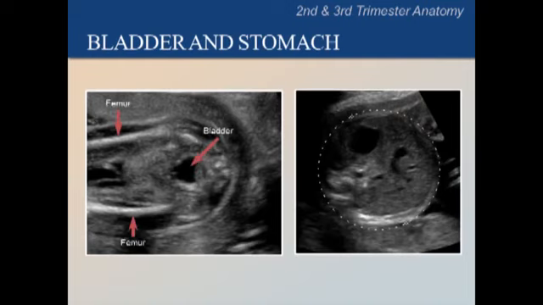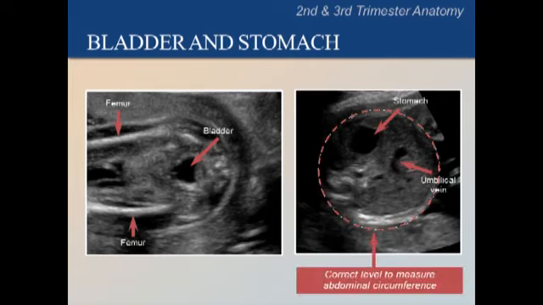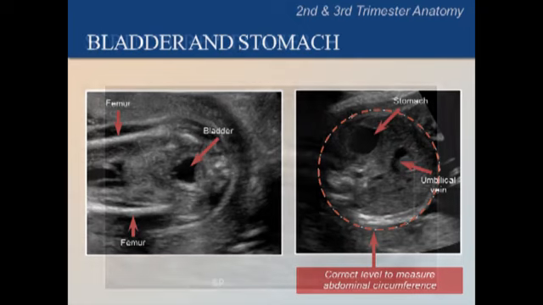Here we show the bladder and the femur bones in the thigh. The stomach is high near the umbilical vein. When the stomach and umbilical vein are imaged in cross-section, and the umbilical vein has this curved shape, this is the correct level to measure the abdominal circumference to determine gestational age. We will talk more about this in the next lesson.